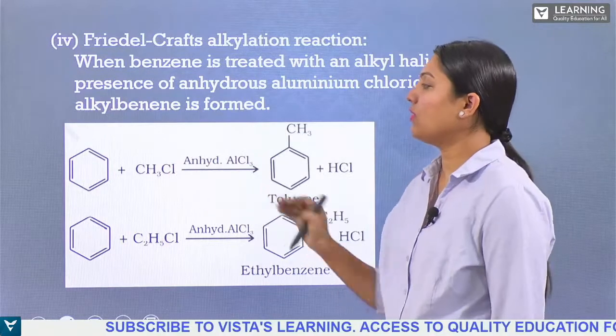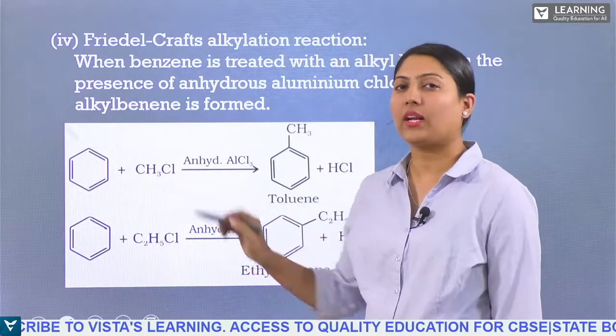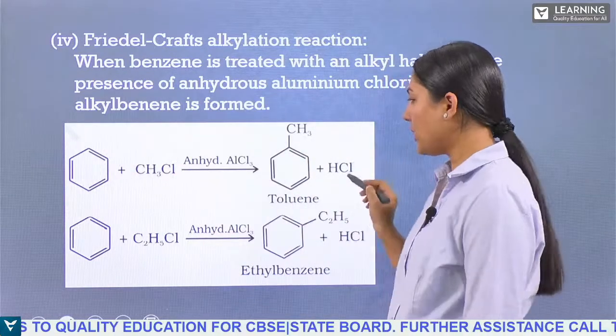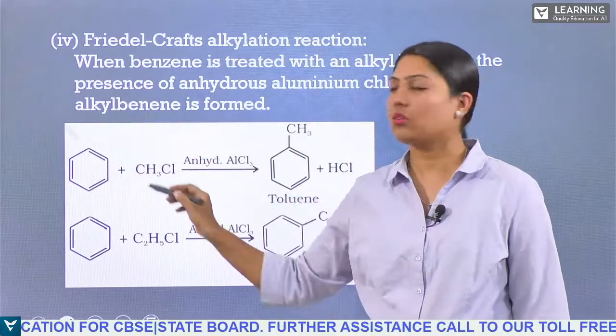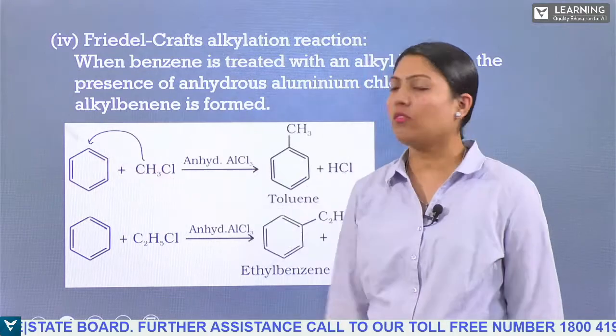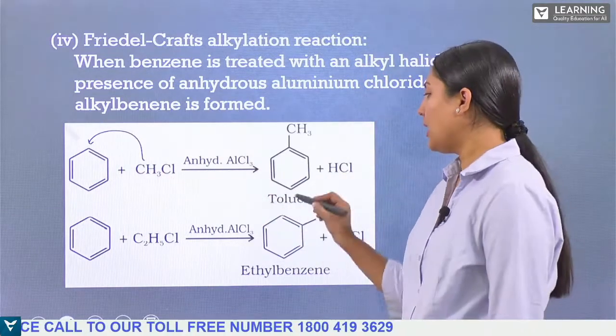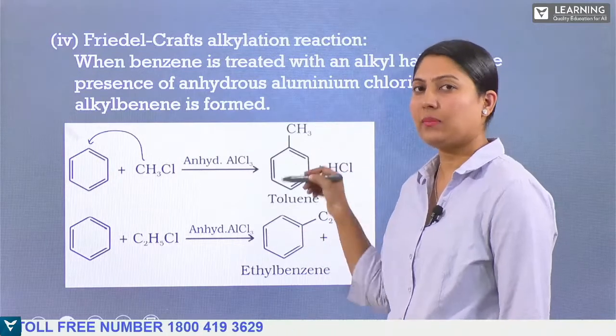You can also have one more example where methyl chloride is taken. Benzene reacting with methyl chloride, HCl will be removed, and the methyl group will take the place of hydrogen in presence of anhydrous aluminum chloride, and we get toluene or methyl benzene.